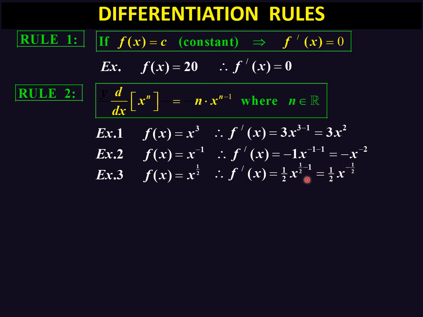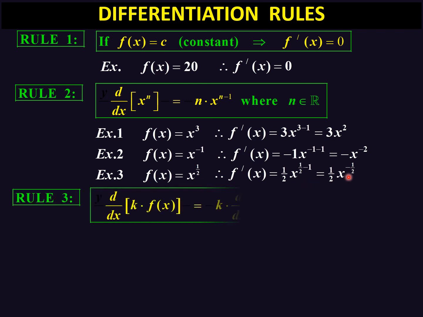Please be careful. If you're not sure, rather play it safe. Even if you embarrass yourself by subtracting 1, half subtract 1, you find the correct value there. So if I have x to the quarter, what would that become? That's right. A quarter, x to the quarter subtract 1 is negative 3/4. Be careful there.